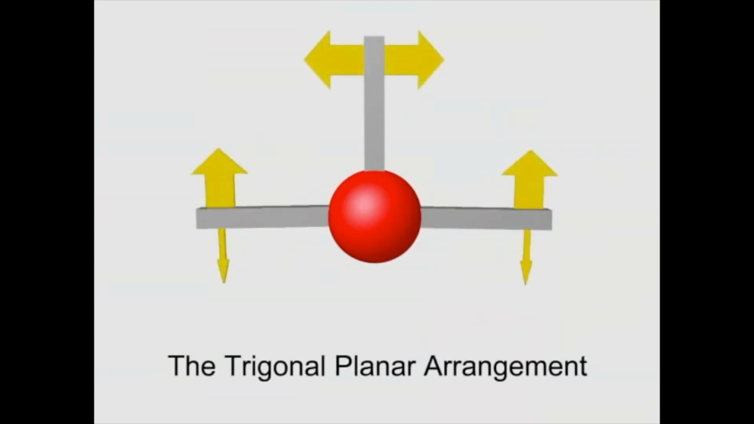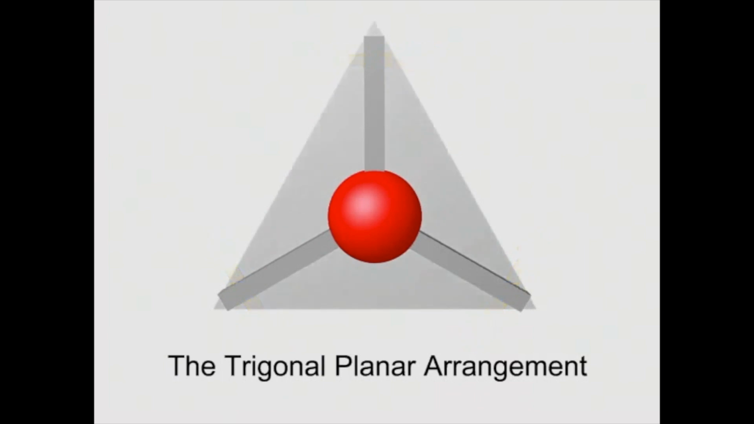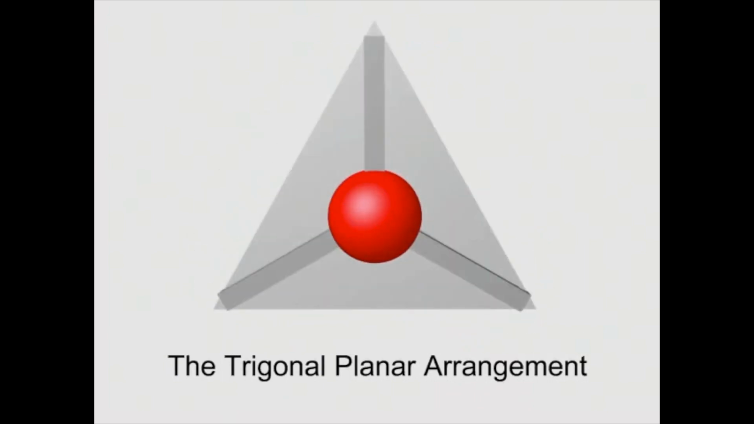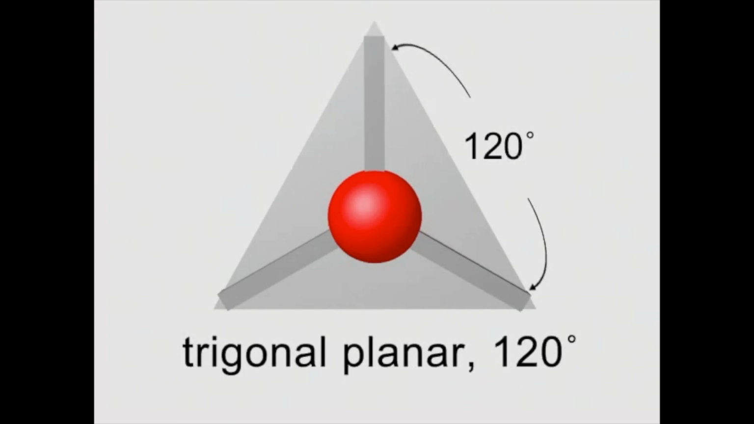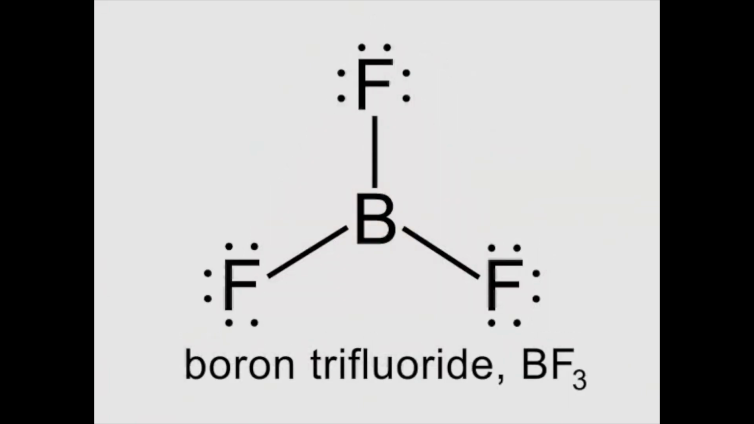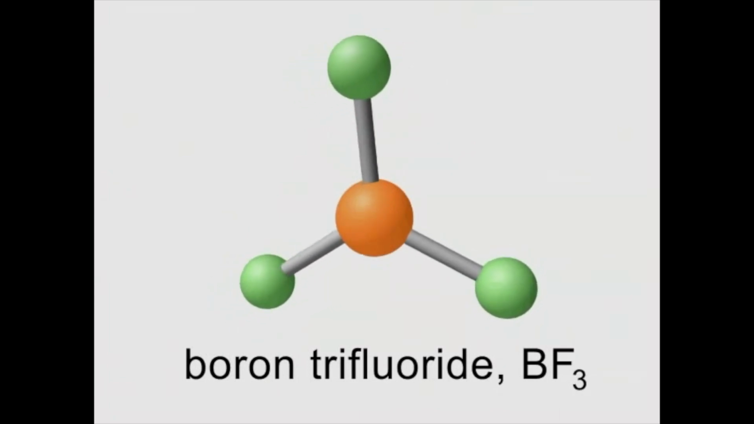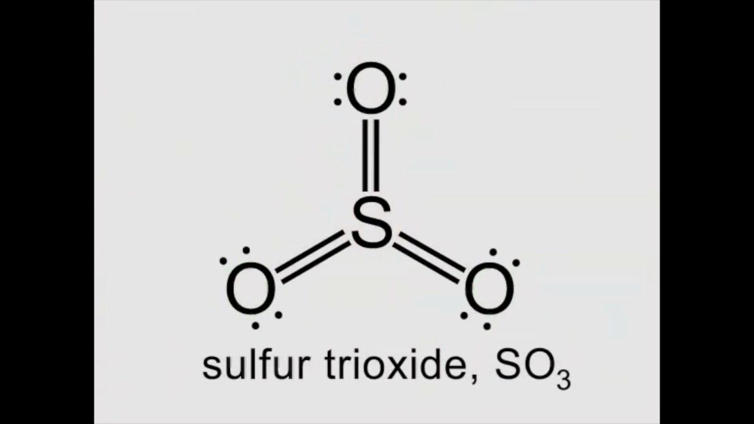3 negative groups attached to a central atom attain minimal repulsions in the trigonal planar arrangement, which has an ideal bond angle of 120 degrees. We observe this angle in molecules with 3 identical groups, such as boron trifluoride and sulfur trioxide.